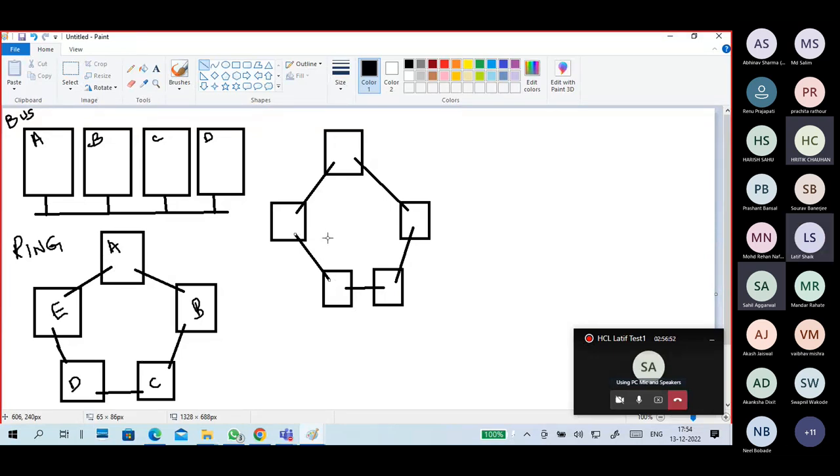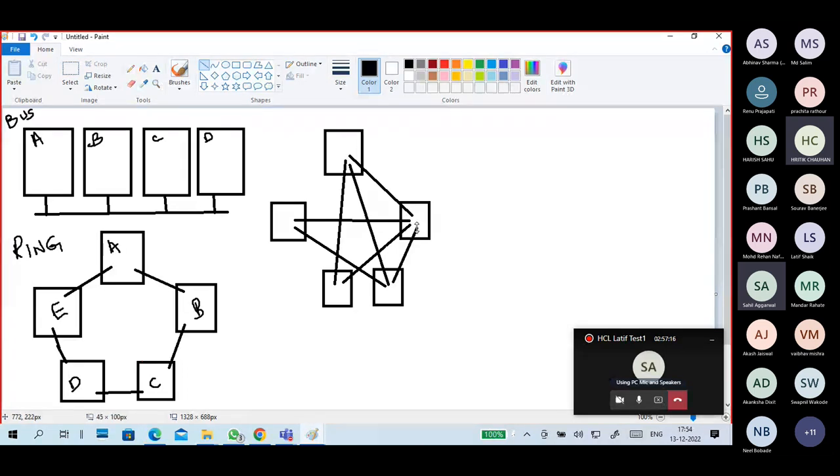This is ring, right? Of course, that is also correct, but still there is so much configuration. I will do it later. Before that, I want to ask a question. Which topology is it?